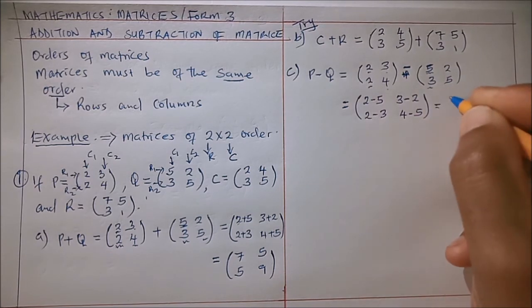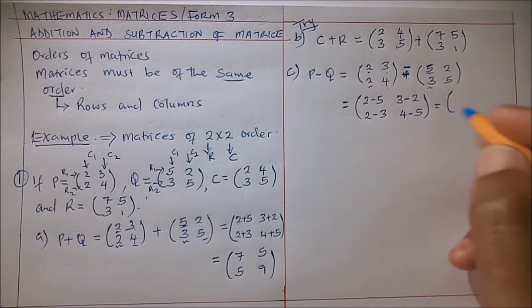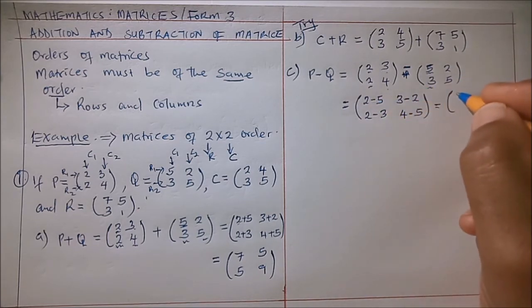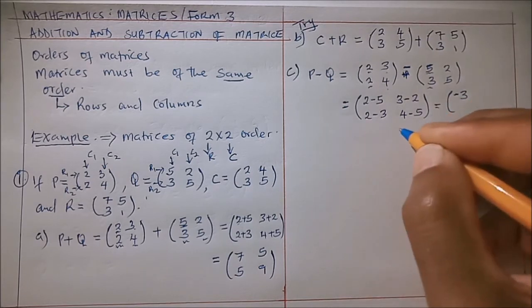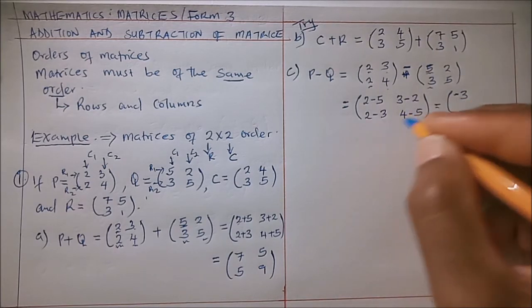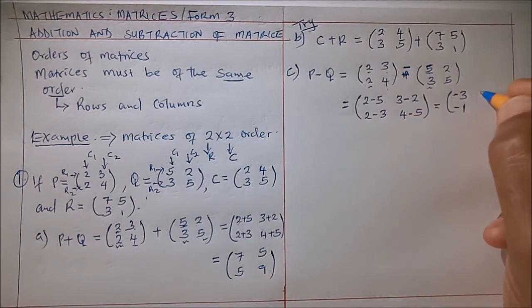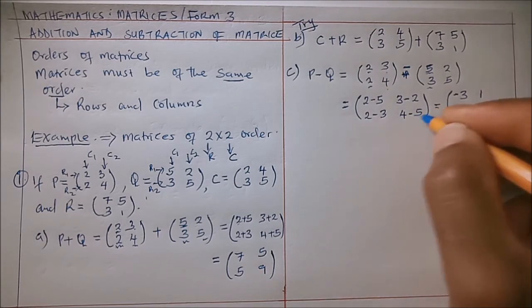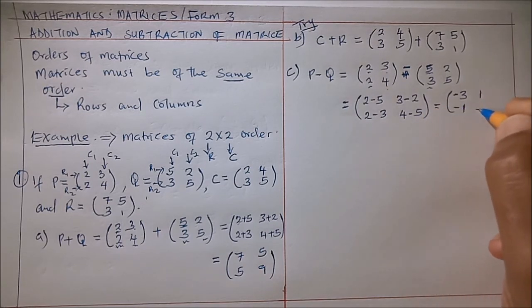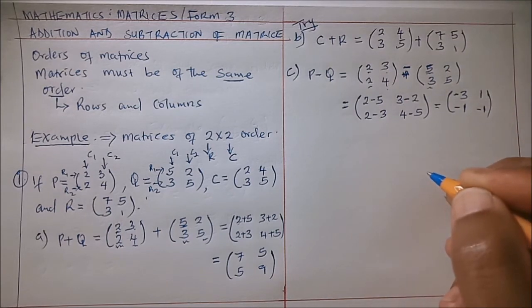In this one will give us, if I subtract 2 minus 5, I'll have minus 3. If I subtract 2 minus 3, I'll have minus 1. If I subtract 3 minus 2, I'll have 1. 4 minus 5, I'll have minus 1. So that is what I'm supposed to be getting.